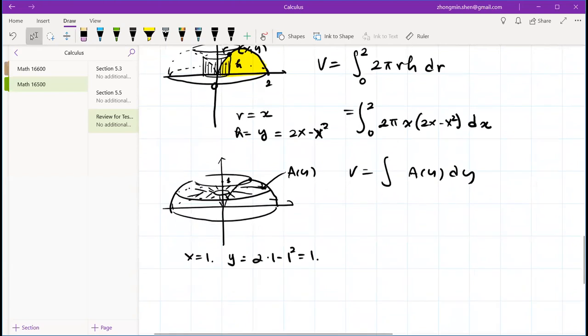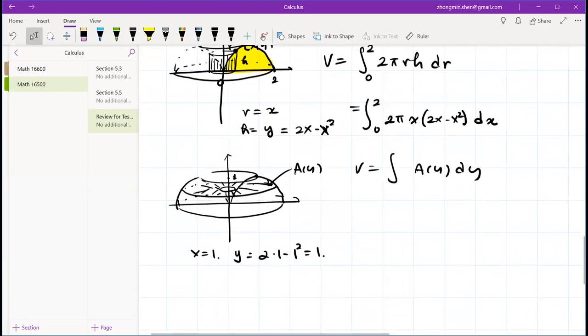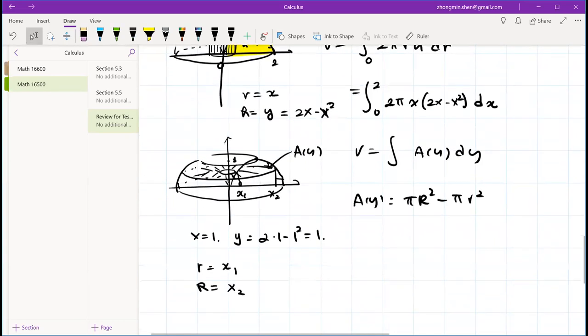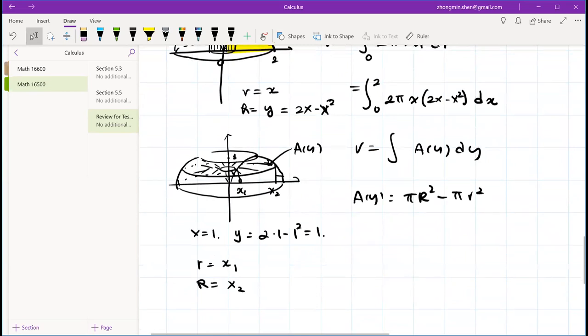Now the problem is we have to determine the radius. For the given y, you have x1 and x2. The little radius, the small radius, is x1. The capital radius is the larger radius x2. So the area is going to be pi R squared minus pi r squared. So the question is how do you get x1, x2? How to express them in terms of y? Because those 2 points are on the curve, so this should be equal to y, then you solve for x.